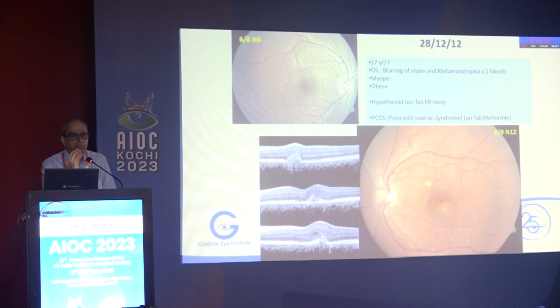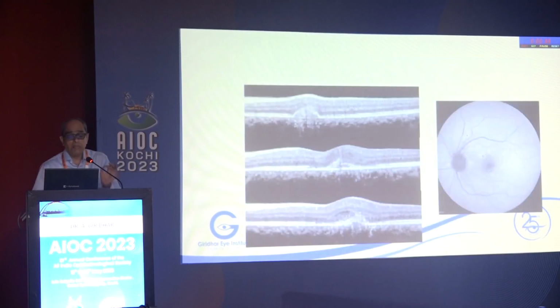Multiple hyperreflective material, which is collected above the retinal pigment epithelium, and there is some degree of retinal fluid. Therefore, we call it subretinal hyperreflective material. It is seen in many conditions, but in this condition it's a sign of possible neovascularization. So in an inflammatory macular disease, coexistent neovascularization can come, and that can be diagnosed with multimodal imaging.